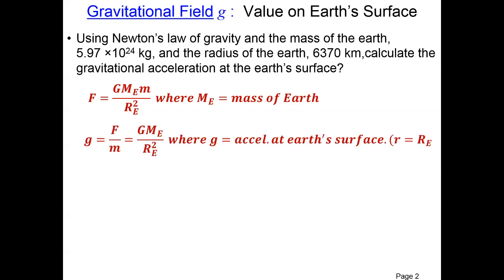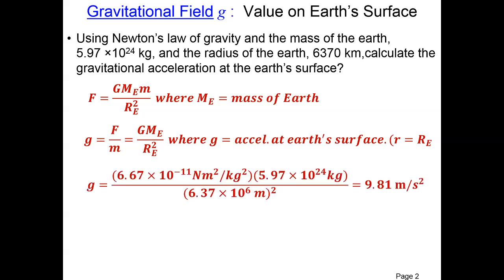To put in our numbers, we multiply 6.67 times 10 to the minus 11 times the mass of the Earth, 5.97 times 10 to the 24th kilograms, divided by 6.37 times 10 to the 6th meters squared. If we do that, we get an acceleration of 9.81 meters per second squared. So that's pretty close to right. This passes our sanity check.